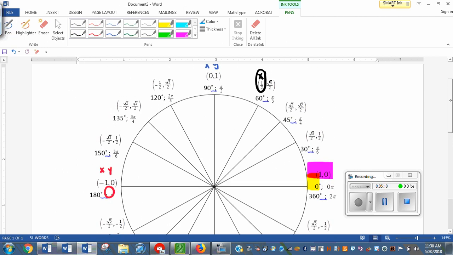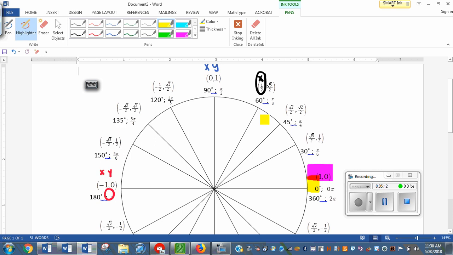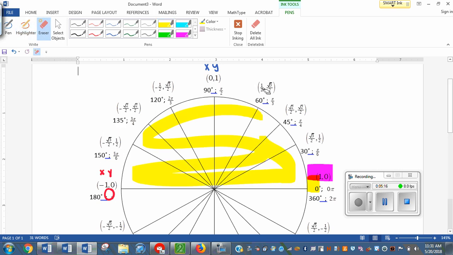So I'm coming up to the top of these two quadrants here, and you're looking for where is the y value, positive root 3 over 2. So I see a positive root 3 over 2 here and here. So I want to use both of these.